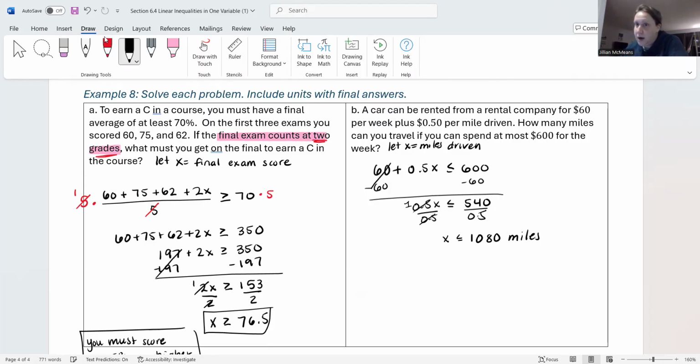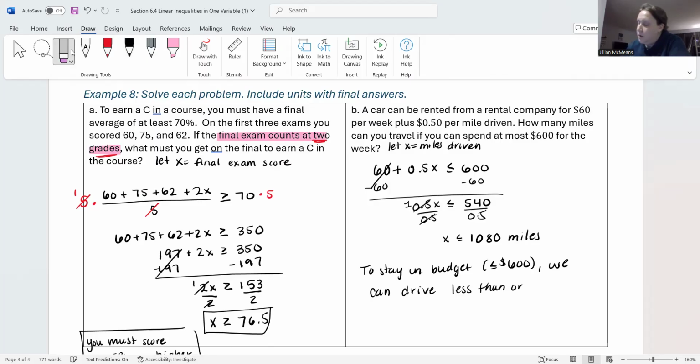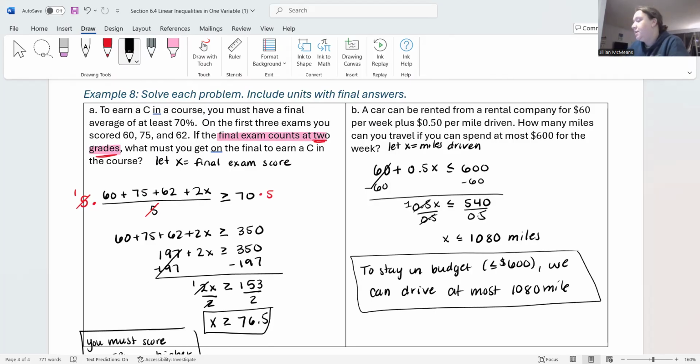So if I were going to describe my answer, I would say, to stay in budget, we can drive, less than or equal, that's kind of awkward. We can drive, I'm going to say at most, that would be a better way to say this. We can drive at most 1,080 miles. So we could drive less than 1,080. We could drive exactly 1,080. But if we even drive half a mile over, we've blown our budget. So this would be my final answer.